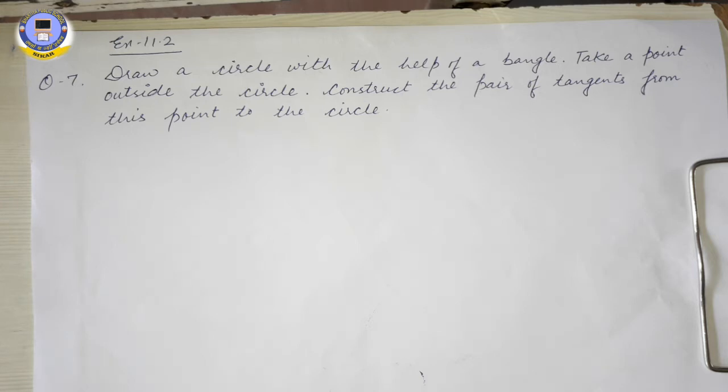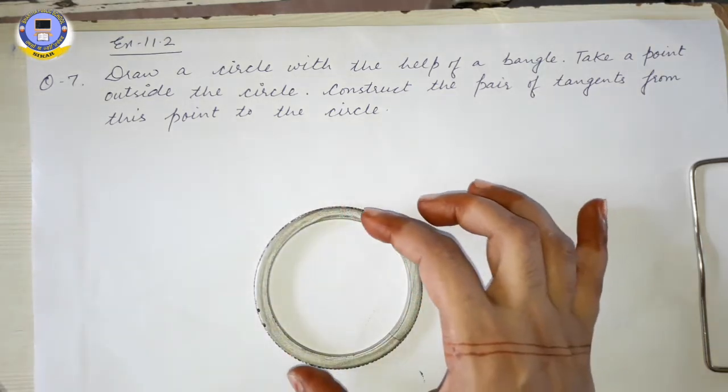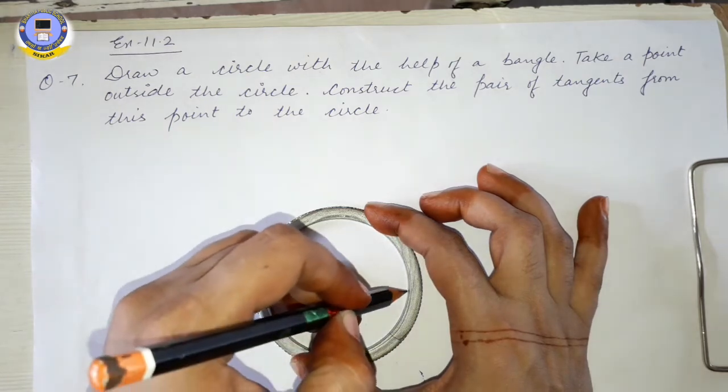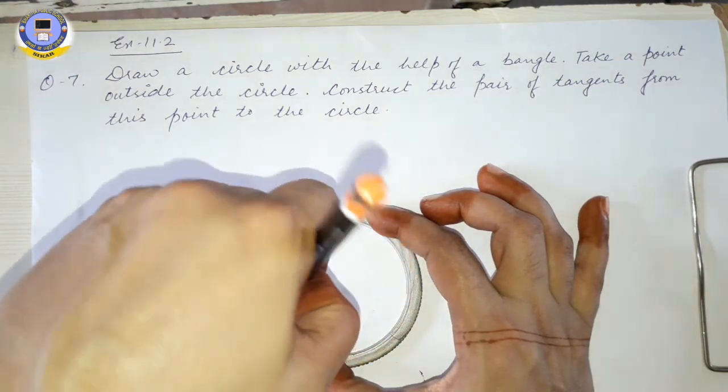What do you mean by this, 10th class? It means that center is not known to us. Center is not known to us. We do not have the center. So with the help of a bangle we are drawing a circle.